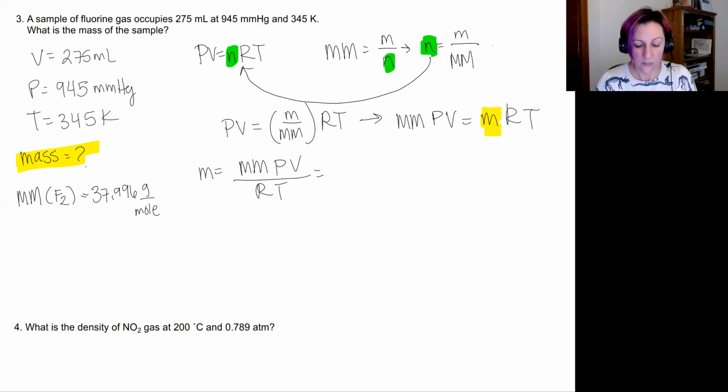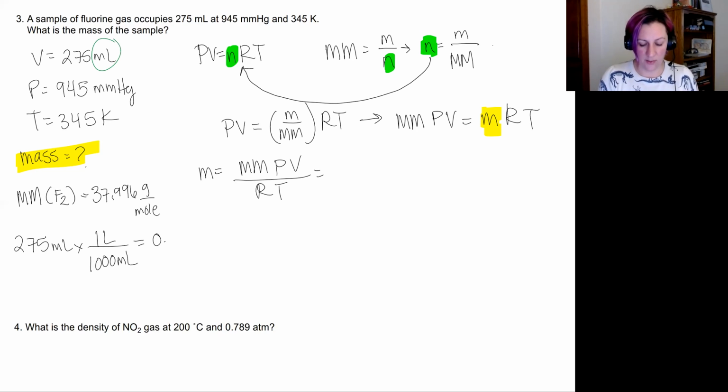Great. Now, before I plug in, I'm also going to convert my volume. I notice that I have units of milliliters. That doesn't really work for ideal gas law problems because my R value is going to have units of liters in it. So I'm going to convert this as well. We'll do that down here. My 275 milliliters will be converted into liters using 1 liter is equal to 1,000 milliliters. And so it'll be 0.275 liters. So all right, that works.